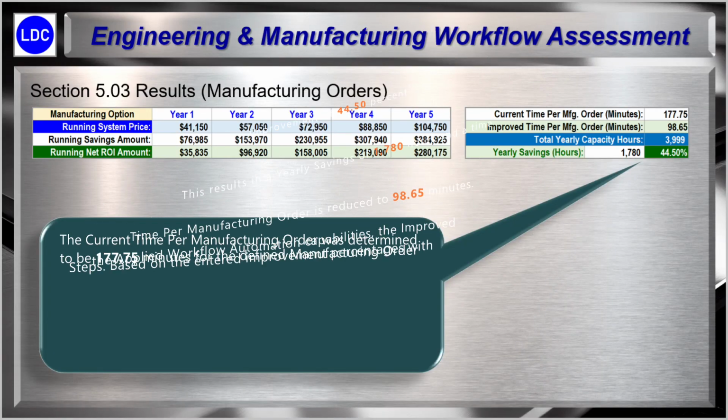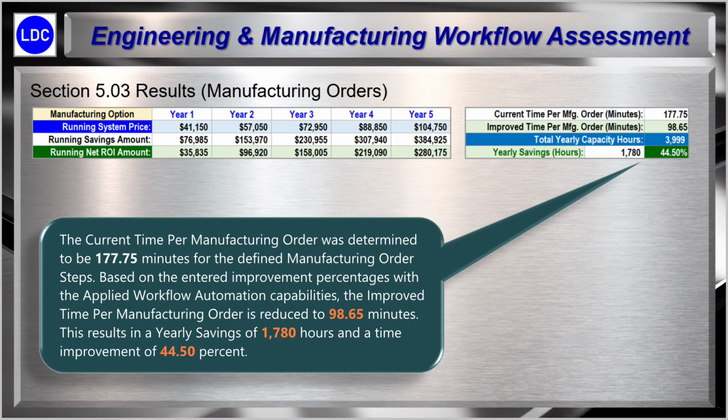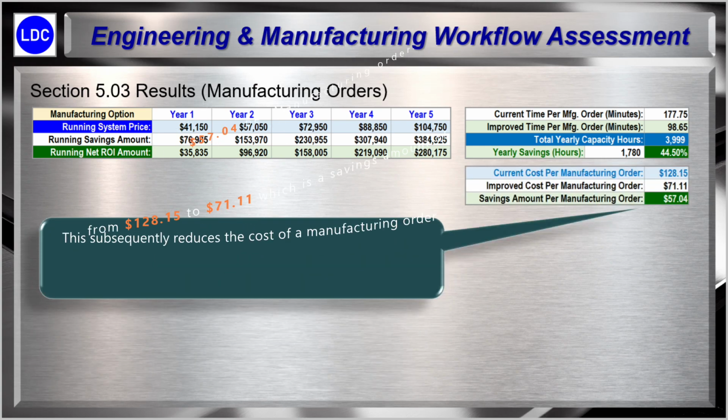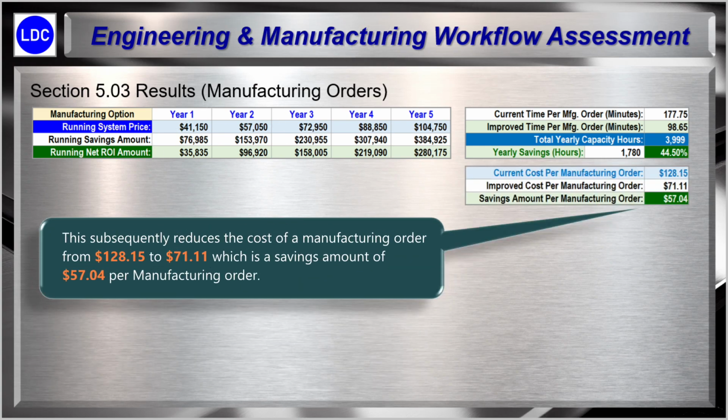The current time per manufacturing order was determined to be 177.75 minutes for the defined manufacturing order steps. Based on the entered improvement percentages with the applied workflow automation capabilities, the improved time per manufacturing order is reduced to 98.65 minutes. This results in a yearly savings of 1,780 hours and a time improvement of 44.50%. This subsequently reduces the cost of a manufacturing order from $128.15 to $71.11, which is a savings amount of $57.04 per manufacturing order.